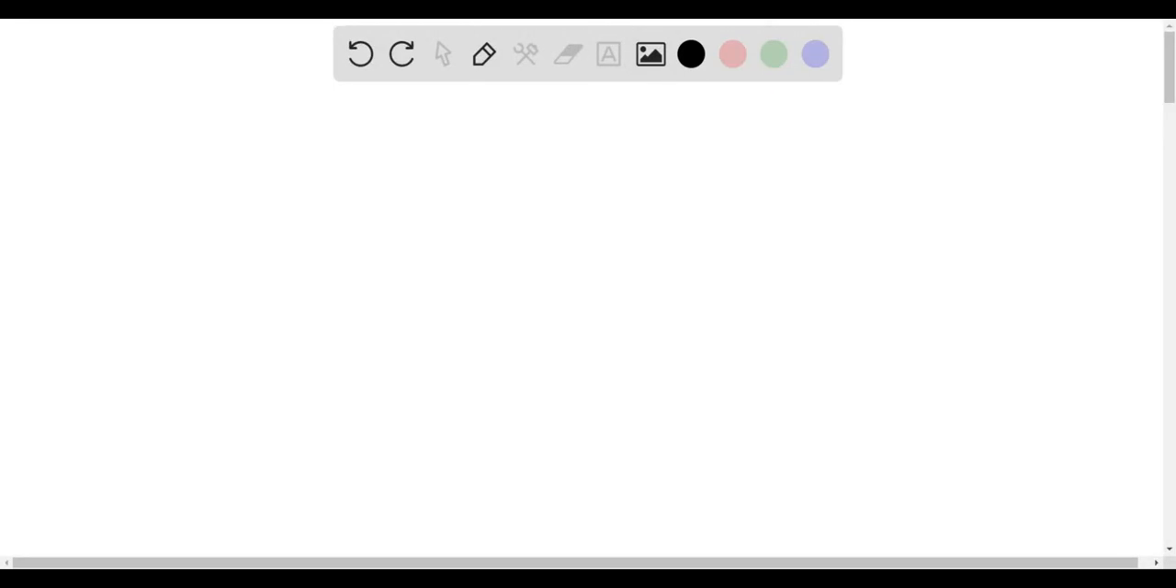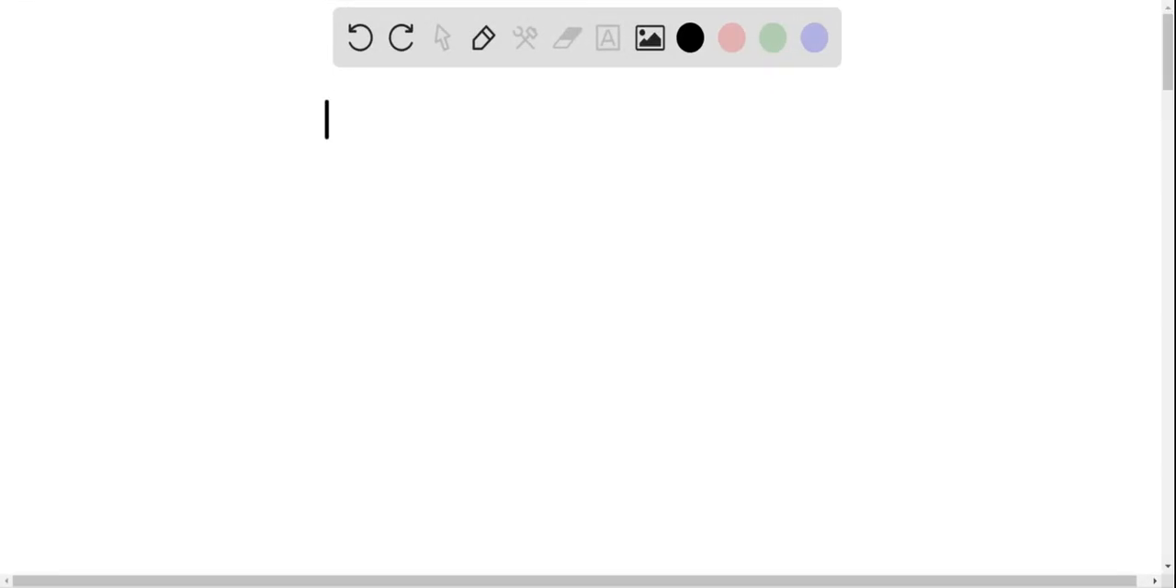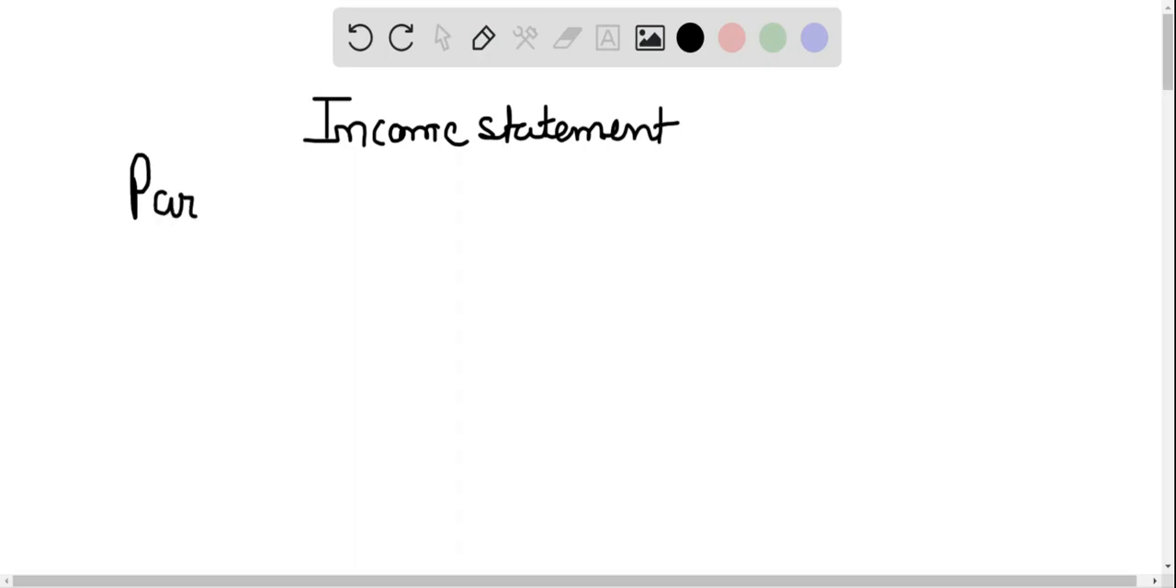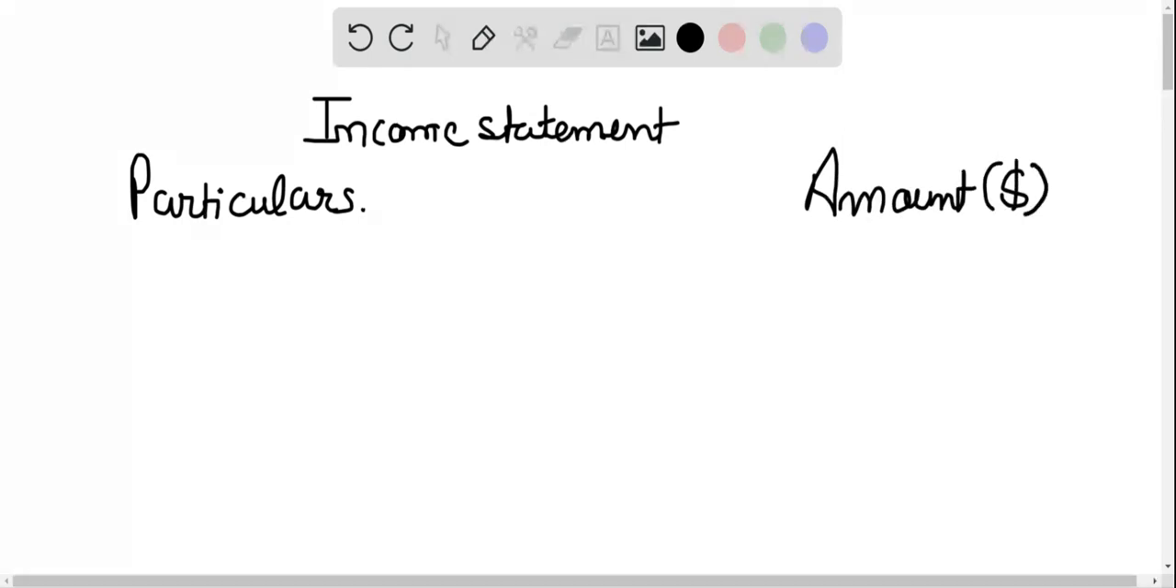Okay, so we will understand the specimen of income statement. Followed by that, we will understand what type of items we have in the income statement. So let's start with particulars. Under particulars we will write different elements, and there is a second column. Of course, we will have different types of amounts for every element of the statement.